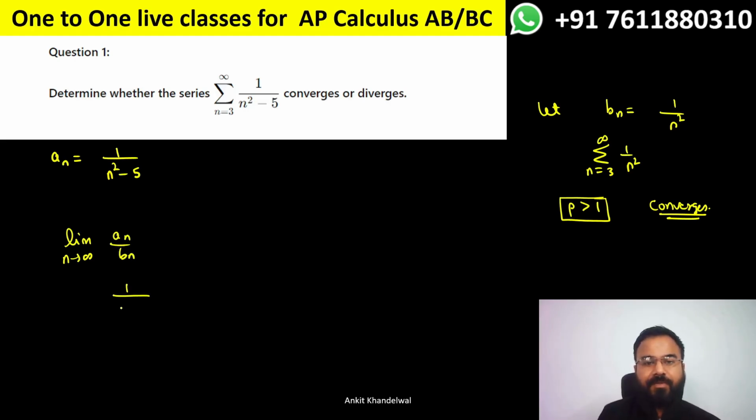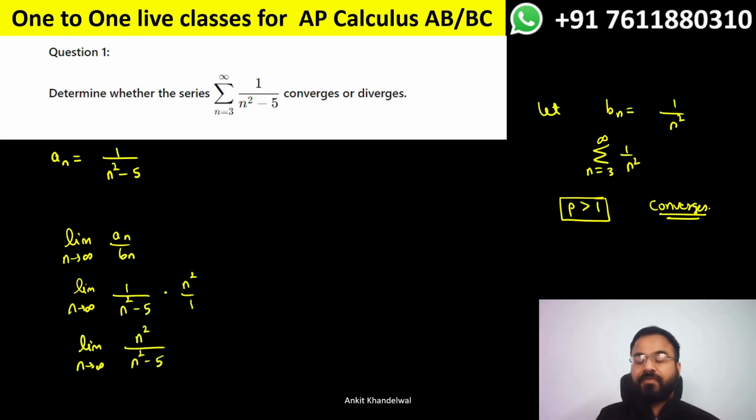So an is 1 upon n square minus 5, divided by 1 by n square. Dividing by 1 by n square, it will become n square by 1, and we'll calculate this limit. Now in this limit the numerator is a polynomial and the denominator is a polynomial, and the degree is the same for both of them. If the degree is the same, then the ratio of leading coefficients is the answer, which is 1 and 1. So 1 is the answer.